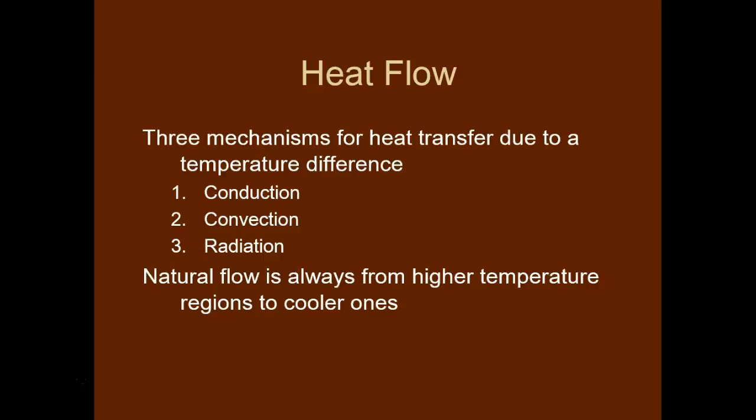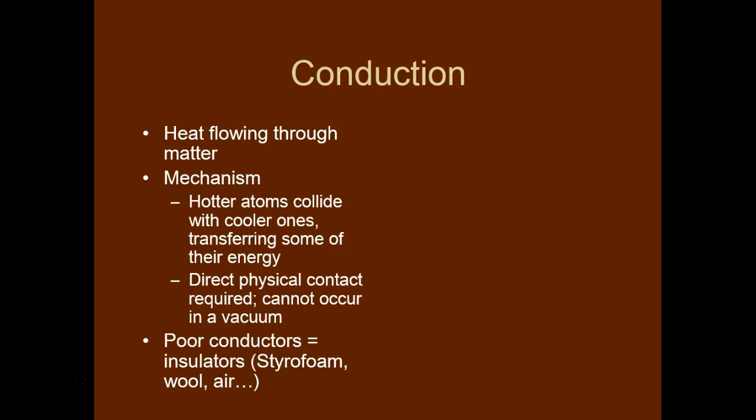These three are conduction, convection, and radiation. And we'll talk about what conditions are most favorable for these, and what materials it happens best in. Natural flow is always from high temperature to regions of cooler ones. That's where heat flows, down a gradient, a heat gradient, from high to low. Everything does it like that. Down a gradient. So let's talk about conduction first.